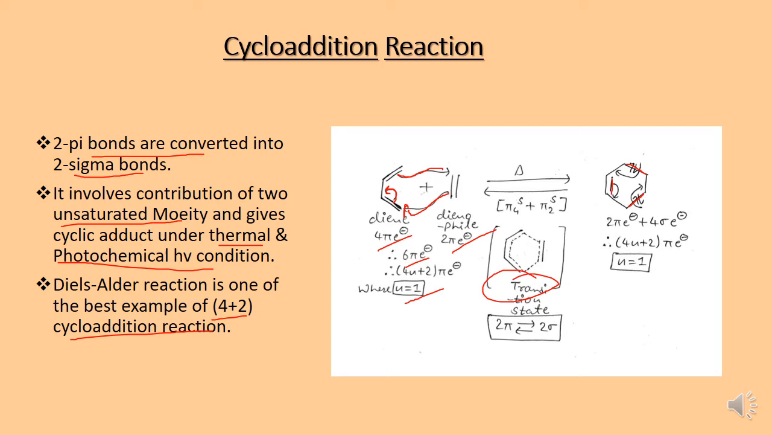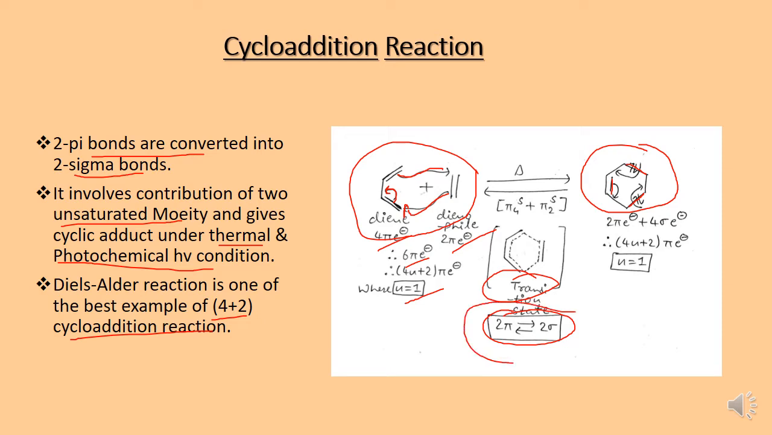Here 2 pi bonds are converted into 2 sigma bonds. As you can see, in the reactant there are 3 pi bonds, but in the product you will only have 1 pi bond and 2 sigma bonds are formed. So 2 pi bonds are converted into 2 sigma bonds. Here pi 4 supra and pi 2 supra. There are modes of addition in cycloaddition.